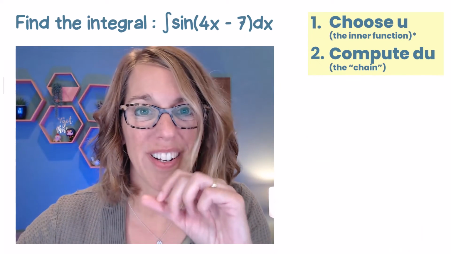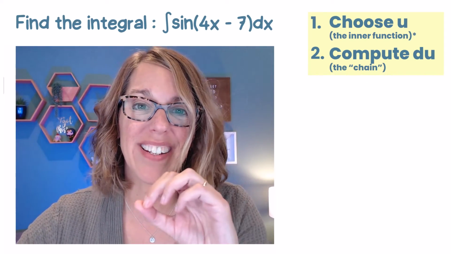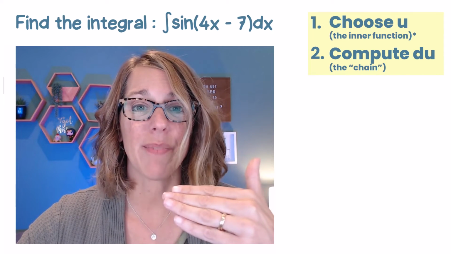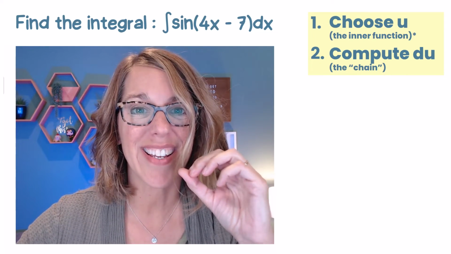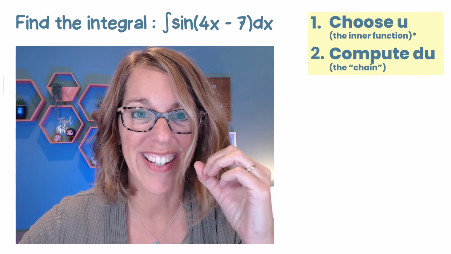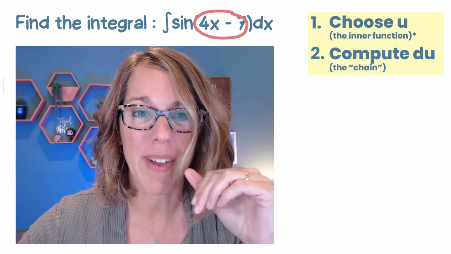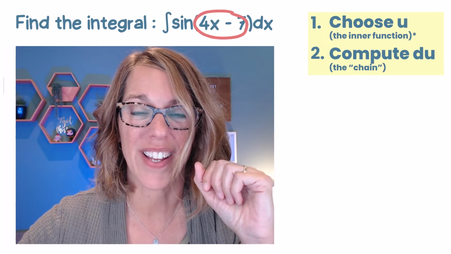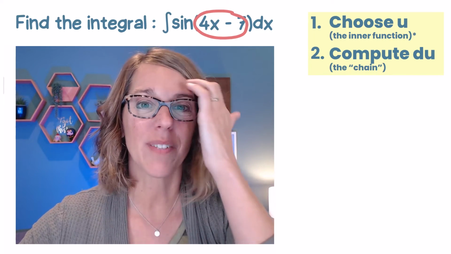This next one has a shortcut in it, and I want you to recognize the shortcut, but we do have the same steps. We want to choose u as the innermost function. Do you see what it is? If you guessed 4x minus 7, you've got it. You're doing fantastic.